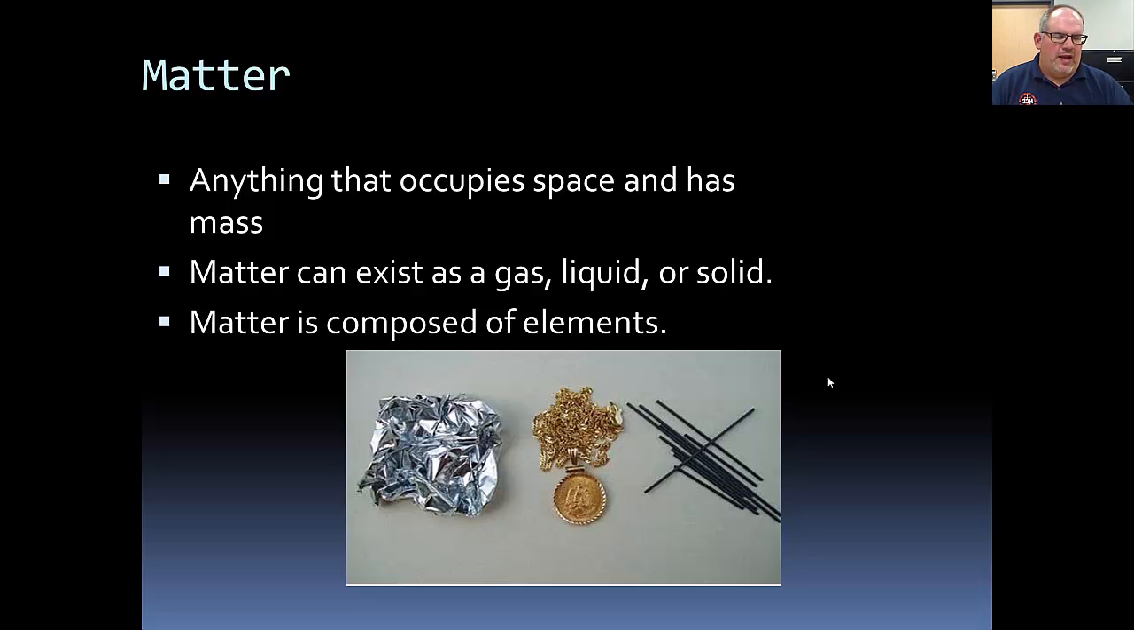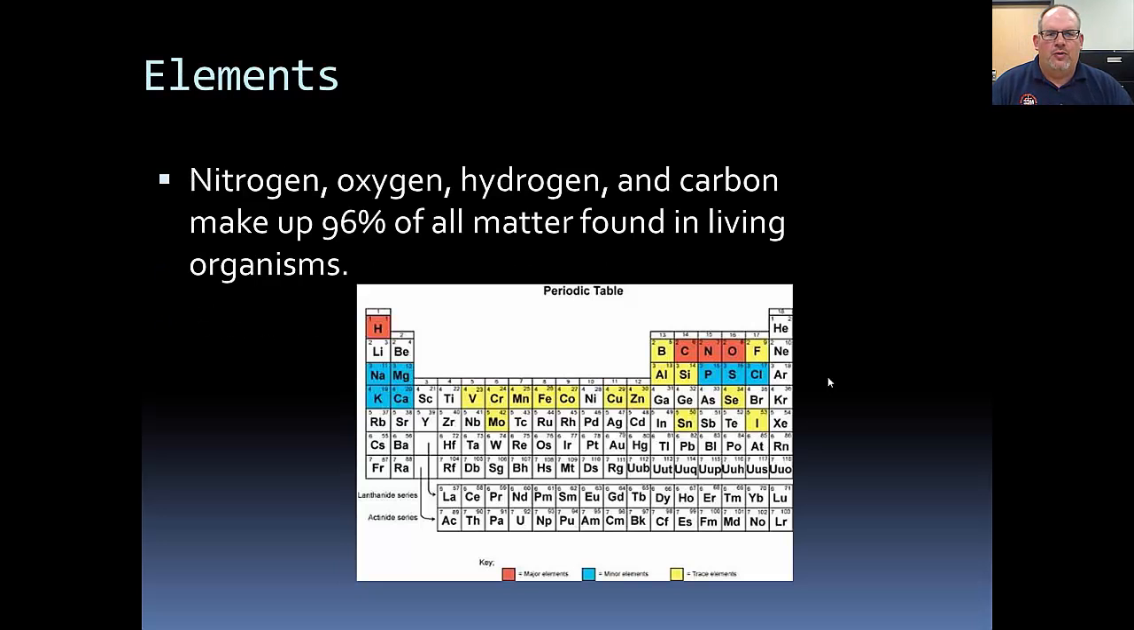There's different elements that make up matter, and so we have what we call a periodic table, which tells us what these different elements are. And the periodic table also tells you the weight. One thing that you'll look at up here on the periodic table is number 1 is hydrogen. It's in red.